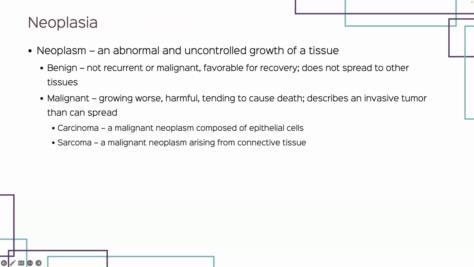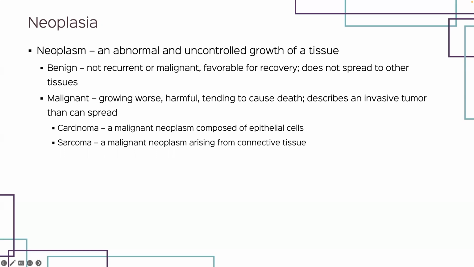Neoplasm, so we have kind of already touched on that. It's just going to be the abnormal and uncontrolled growth of tissue. So we have two different kinds. Our benign neoplasms, that's going to be a non-recurrent or malignant. It's typically going to be favorable for recovery, so it's not going to spread to other tissues. And then your malignant, this is going to be the one that you hear about all the time when someone says that they have cancer. Those are going to be those that grow, they're going to be harmful, and they will tend to cause death.